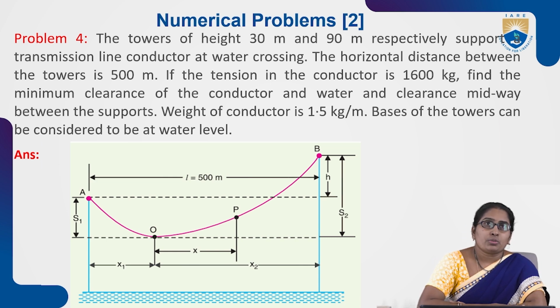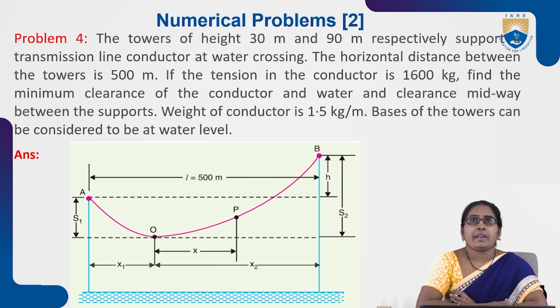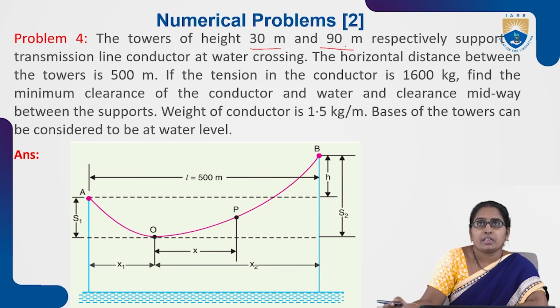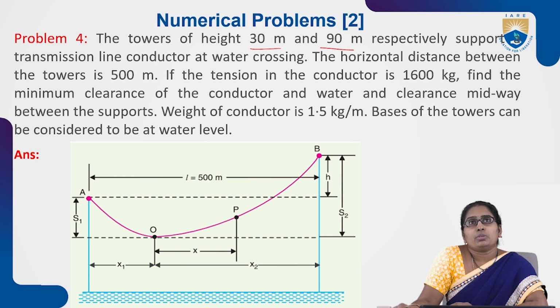crossing. So given tower heights 30 meters and 90 meters, unequal heights. It is mentioned that the towers are at a water crossing. So the towers are located on the river side, let us say. Next, the horizontal distance between the towers is 500. L is given, span length 500.